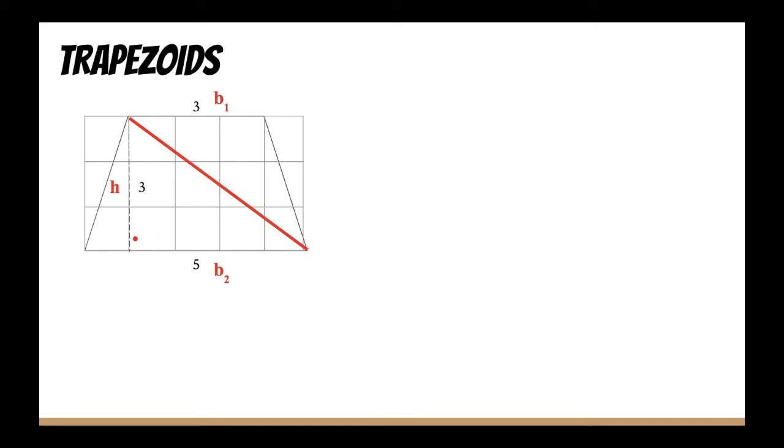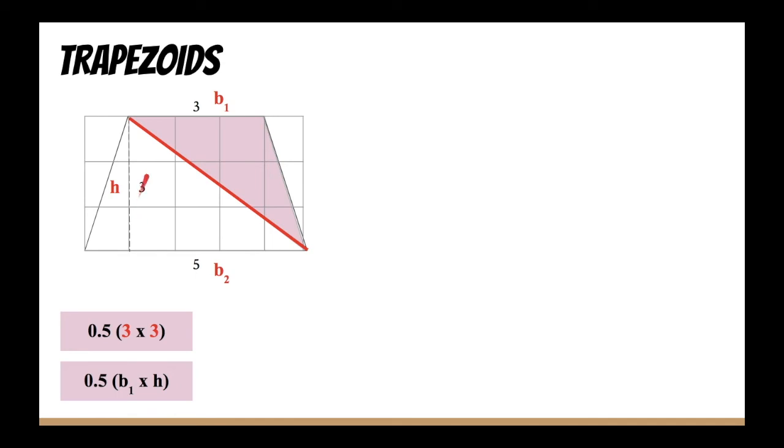Then let's divide this trapezoid into two triangles by drawing a diagonal line. We're going to find the areas of these two triangles, then we're going to add them together to find the area of the trapezoid. So the first triangle, which is shaded in purple, will have an area of B1 times the height multiplied by 0.5, as according to the formula.